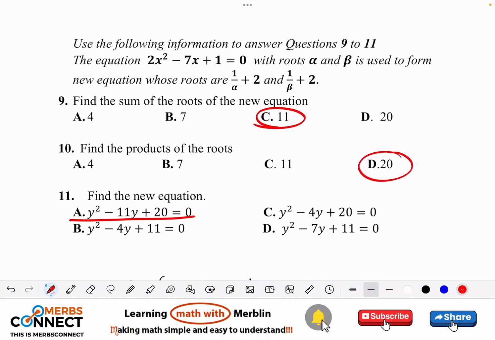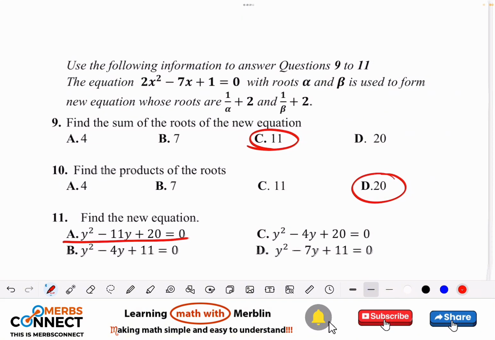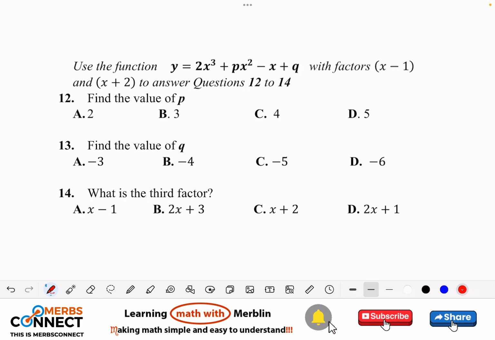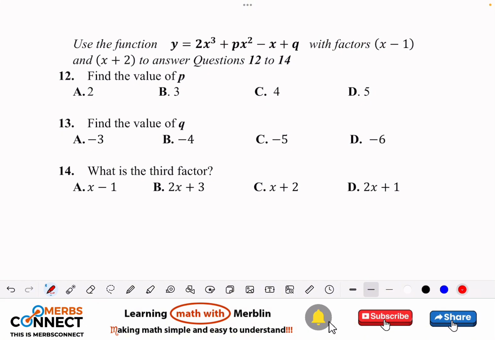So that is the idea, right? You see the way we are dealing with each question and how we need to approach them. Let's look at question 12. Right. So what is question 12?